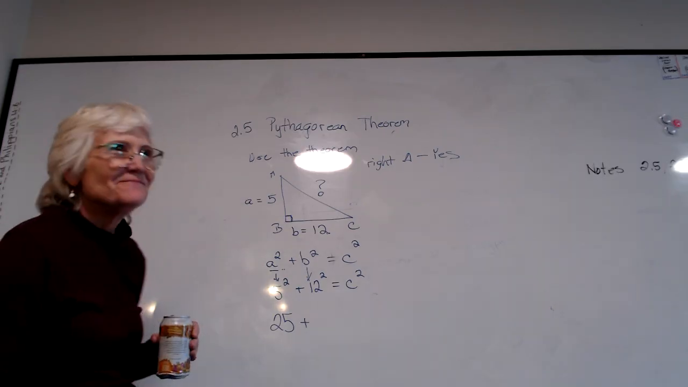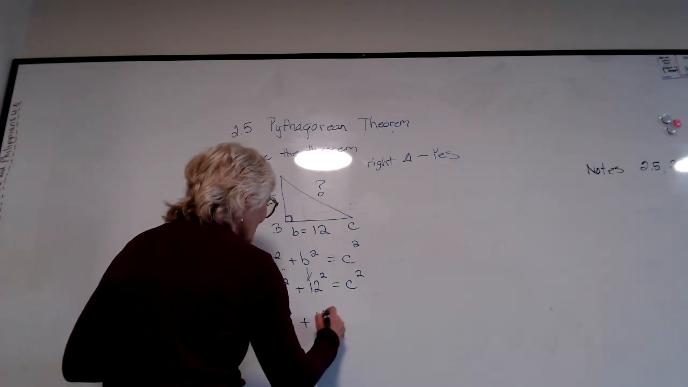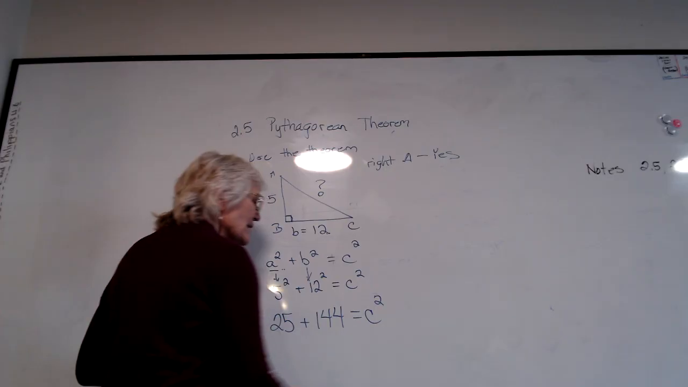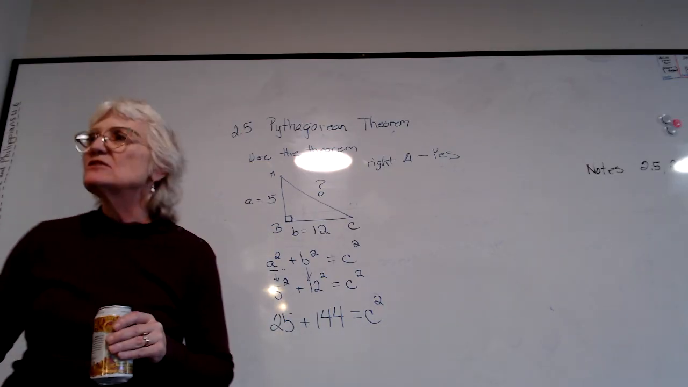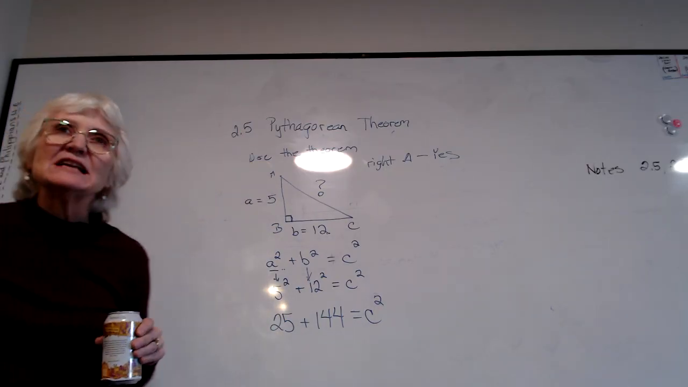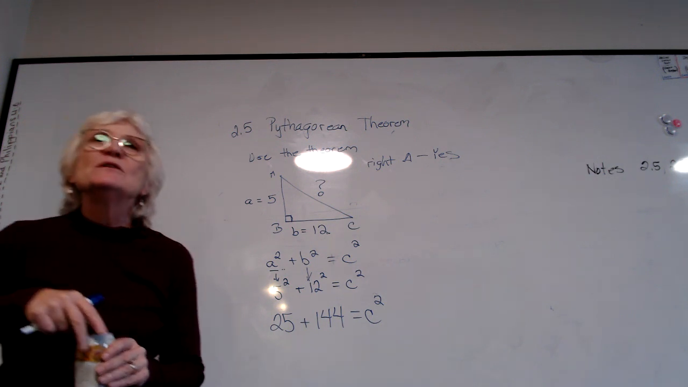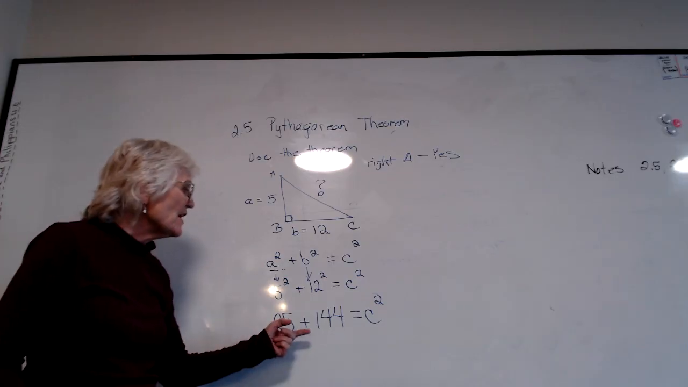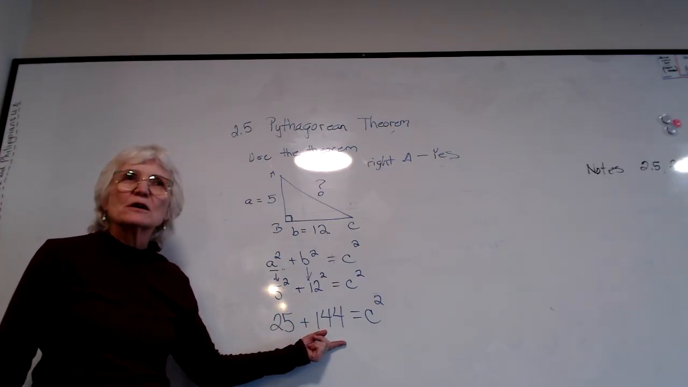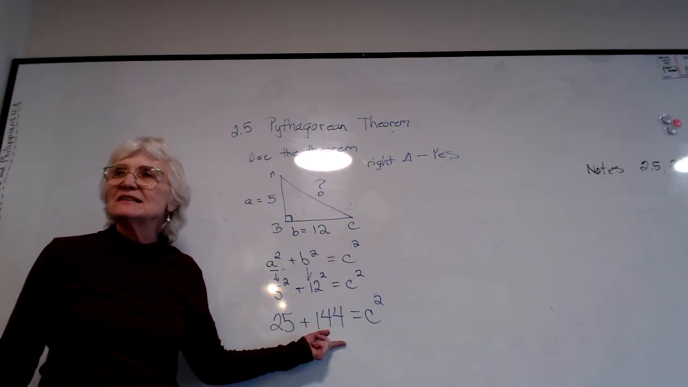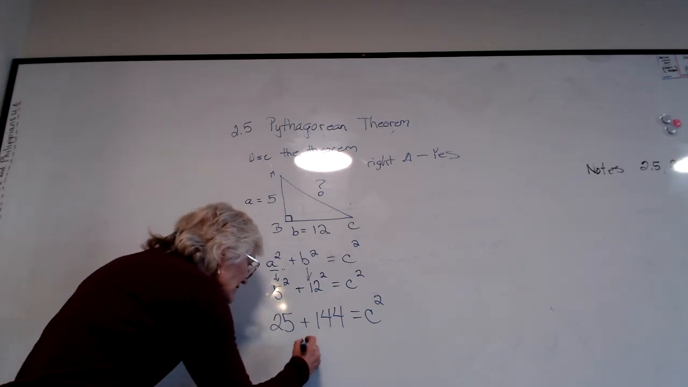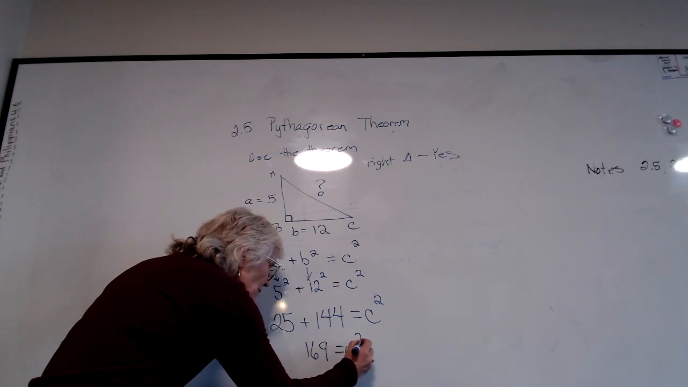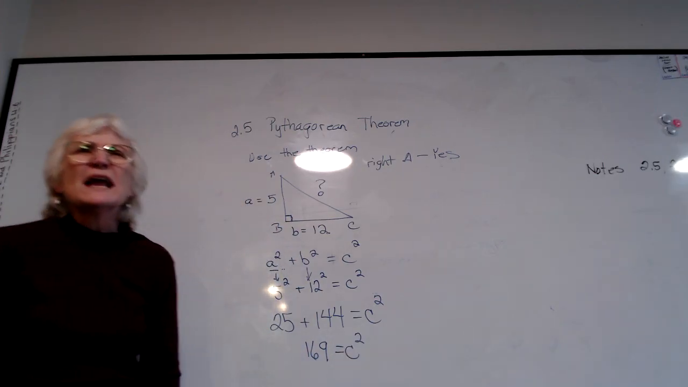Okay, 144. That's equal to C squared. Order of operations is to do the squaring first, the exponents first, before we add. So now I have 25 plus 144. Well, that's a pretty easy addition problem. 169 equals C squared. So what am I actually going to do?